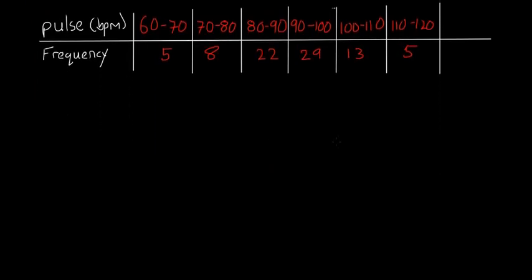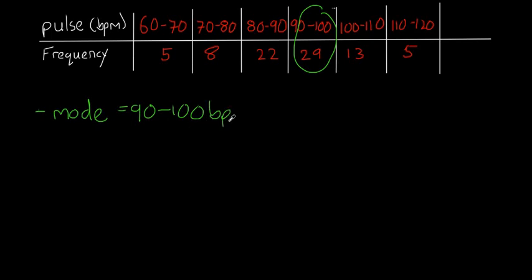I'll scroll down. The easiest one is definitely the mode. The mode in this case is 90 to 100 because it's the one with the most people in it. Frequency means how many people. So 29 is the biggest number, which means 90 to 100 is the mode. I'll write BPM there. So that's the mode, that's easy enough.